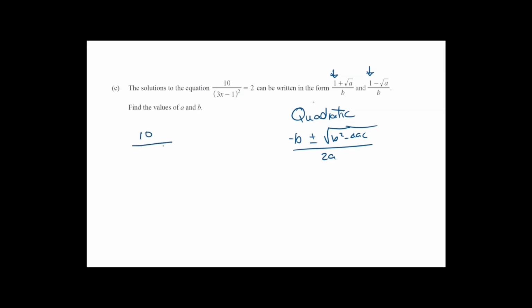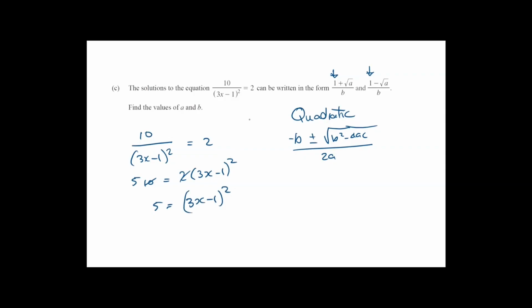So we start off with 10 over (3x minus 1) squared equals 2. And I'm going to cross multiply. So I've got 10 equals 2 times (3x minus 1) squared. When I first saw this, I thought, oh no, am I going to need to expand this out? Let's simplify things a bit more. Let's divide both sides by 2. So that cancels, and that becomes 5. So 5 equals (3x minus 1) squared.